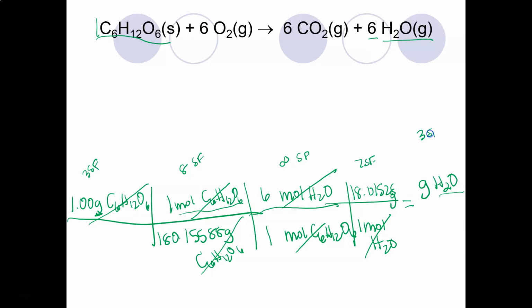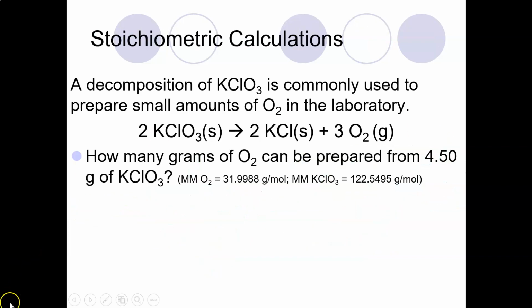Well, 3. So I do 1.00 divided by 180.15588 times 6 times 18.01528 and round to 3 significant figures, and I get 0.600. Yay, we just did stoichiometry! So we survived our first stoichiometry.